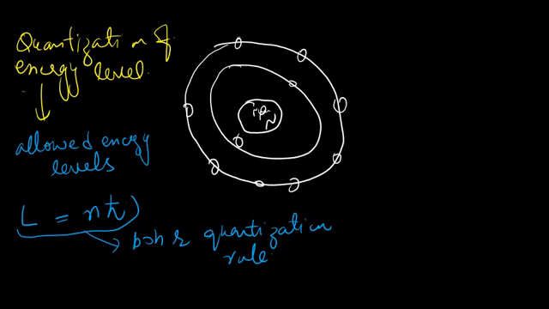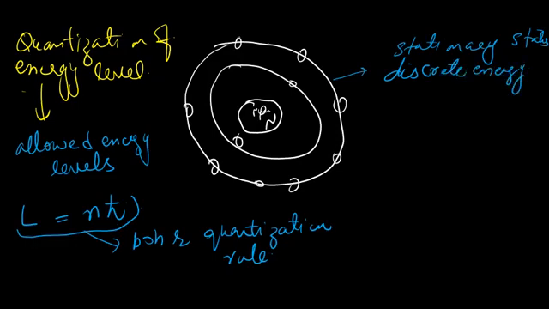So these are the circular stable orbits, which are also called stationary states, and also called discrete energy levels, as we can represent them with energy E1, E2, E3 and so on.